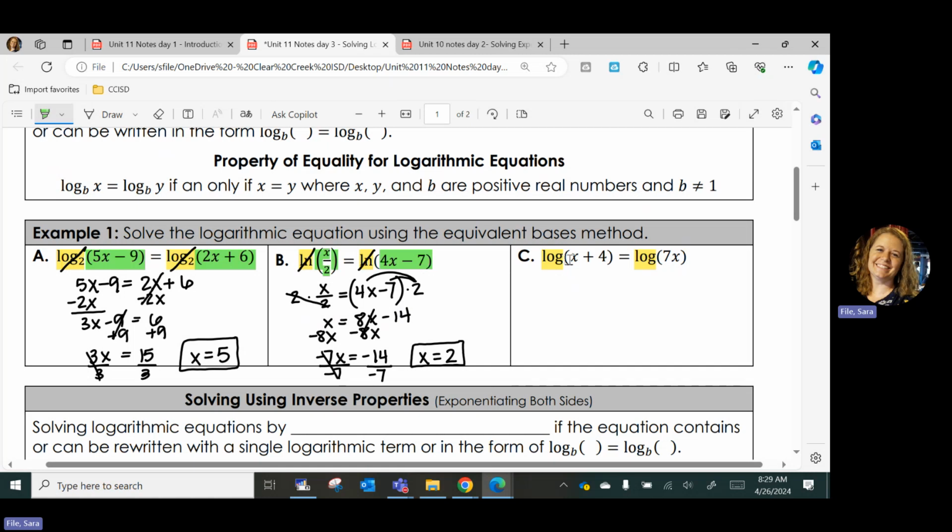All right, in C, I already mentioned that these are both common logs. They're understood base 10 logs, which means, since they're the same log on the left and the right, I can eliminate them and just leave myself with x plus 4 equals 7x. So then I'm going to subtract this x to the right and then divide out my coefficient. This does not divide evenly, but I can reduce the fraction. What is 4/6 reduced to?